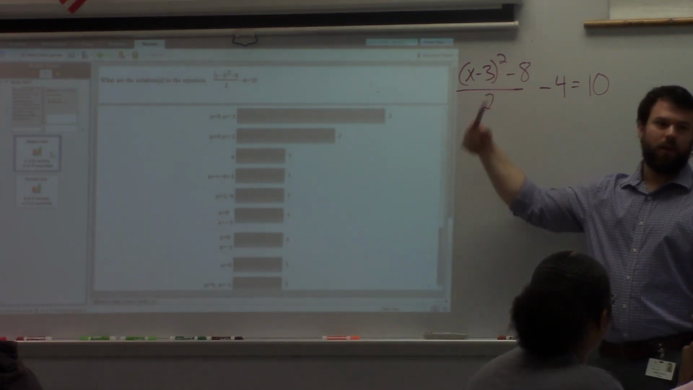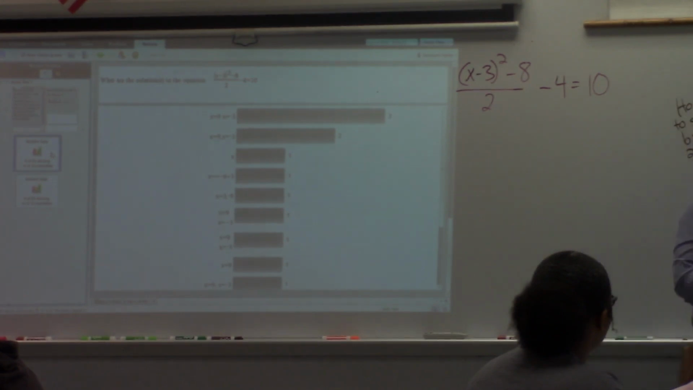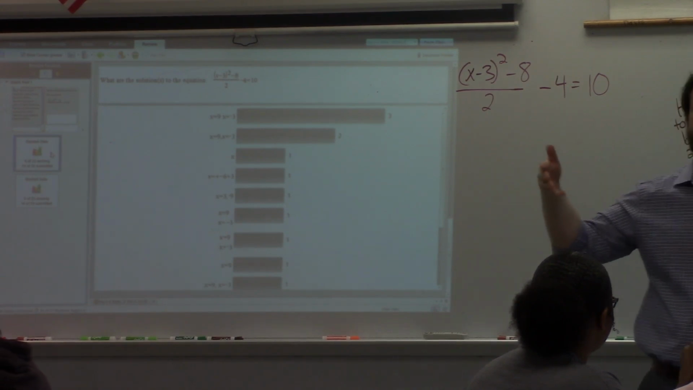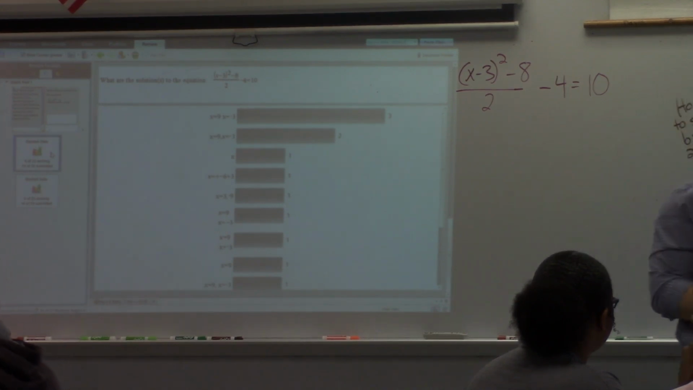X minus h squared. And I can simplify this to get exactly to my vertex form. So as soon as I see vertex form, because you have this on your test, how should I approach solving this? Inverse operations with those properties of equality.